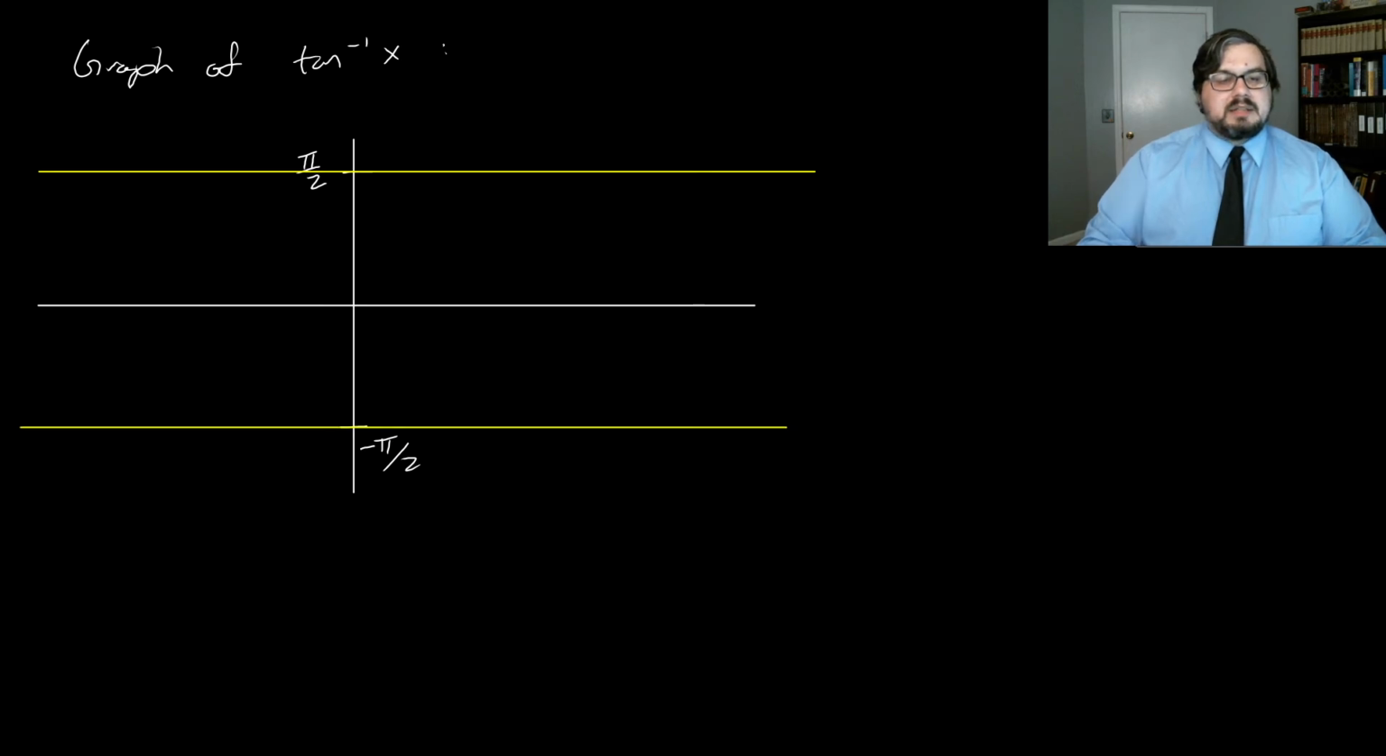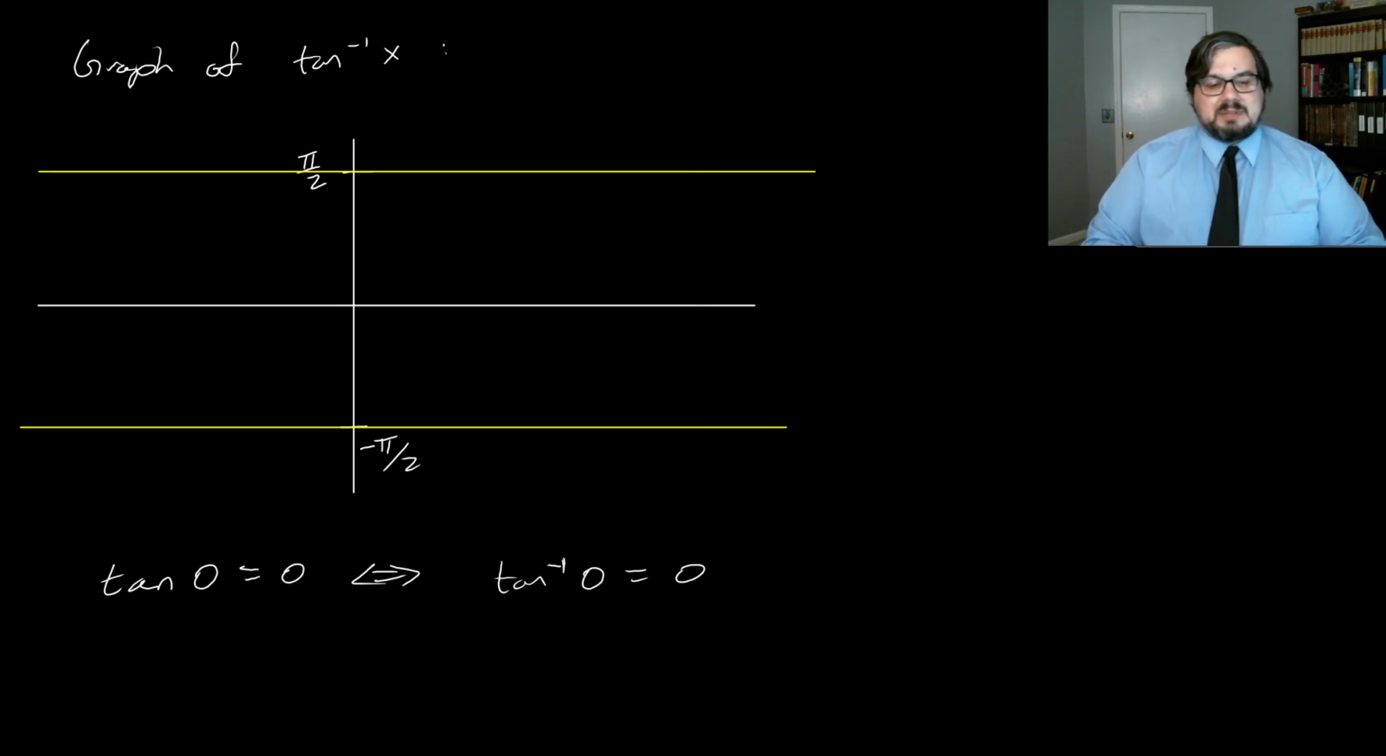And now let's get some points. The easiest way to get some points on this graph is to look at tangent. Let's look at the original tangent and see what we know about this. We know that tangent of 0 equals 0, and so that means that inverse tangent of 0 equals 0. That's because the angle 0 is certainly between negative pi over 2 and pi over 2.